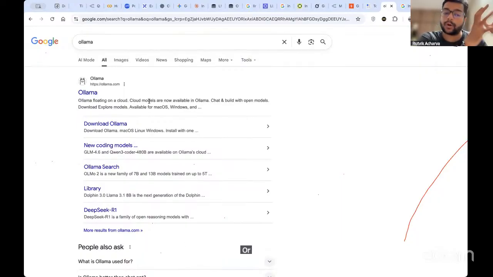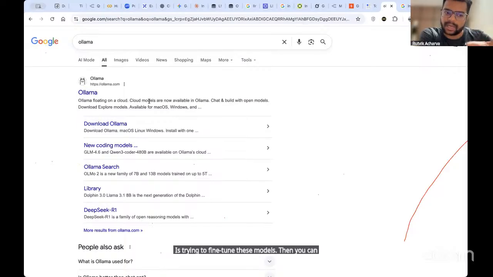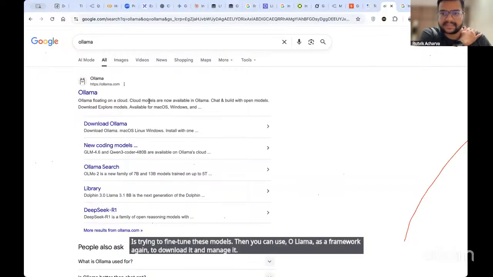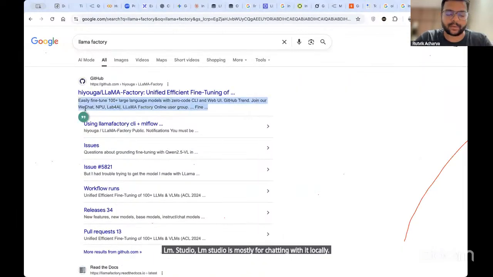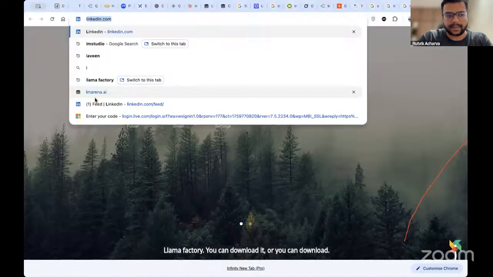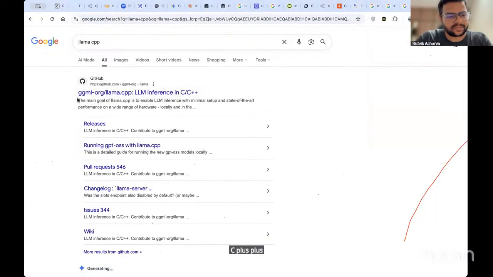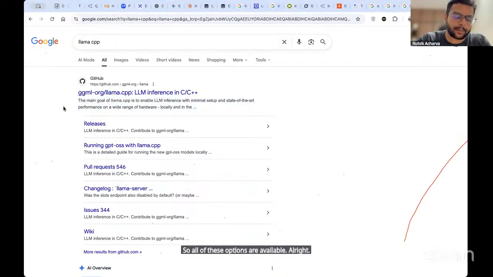Or if your organization, your enterprise, is trying to fine tune these models, then you can use Ollama as a framework again to download it and manage it. Same is the case, as I said, with LM Studio. LM Studio is mostly for chatting with it locally. Llama Factory, you can download it, or you can download llama.cpp, right? So all of these options are available. They are more for downloading open source models, working with them locally and fine-tuning them. That's the whole purpose.